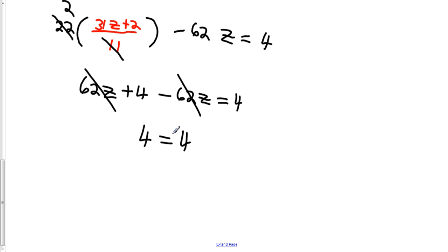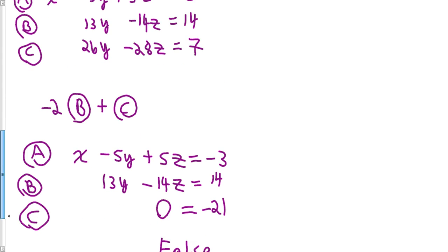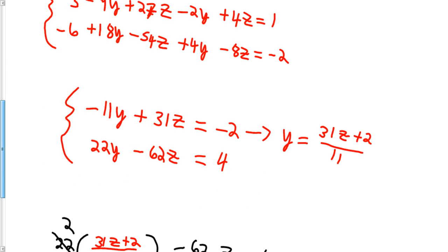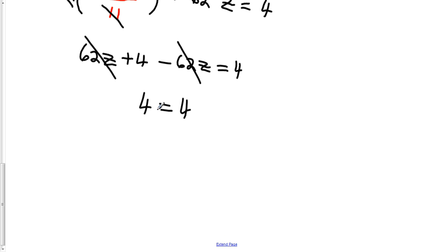At the end of the day, the point of this is, unlike the last statement, you see the last statement when we went all the way down, we got 0 equals negative 21. There were no variables, and that was a false statement. So here we have another case where there are no variables left, but the statement that we have here is not false. This is a true statement.